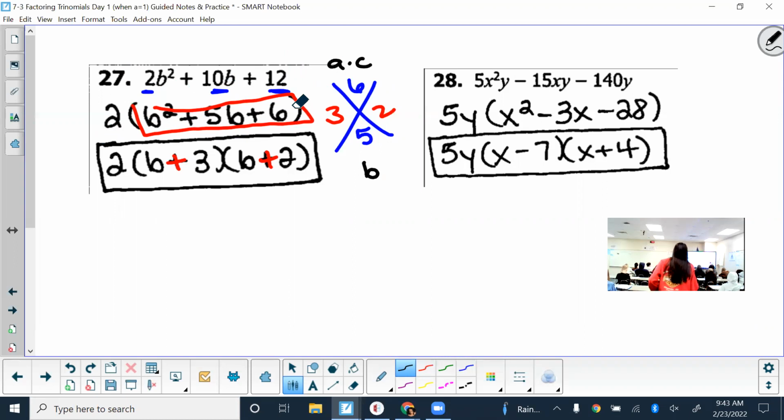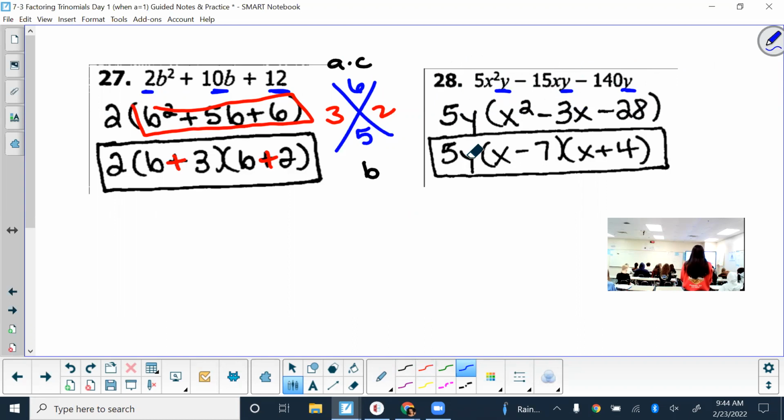All right, so then 28, same thing, except now our GCF has a variable because there's a y that we can factor out from each term. I can't factor out an x because there's not an x in each term. So 5y is my GCF on this one. Divide each term by 5y. Here's what we get after doing that. Any questions about that?